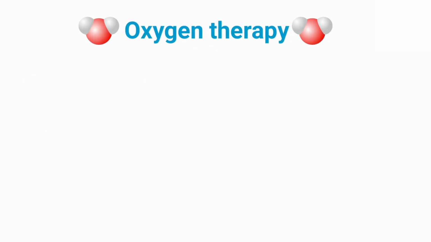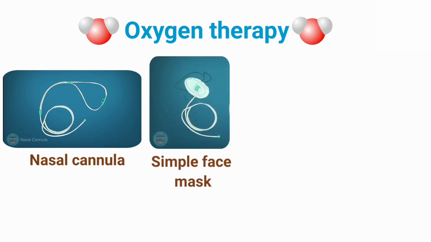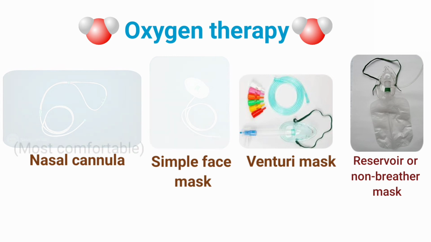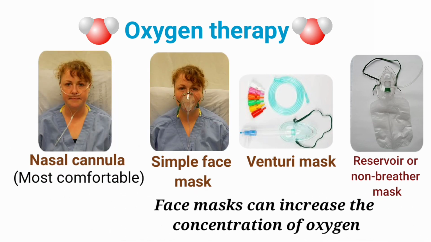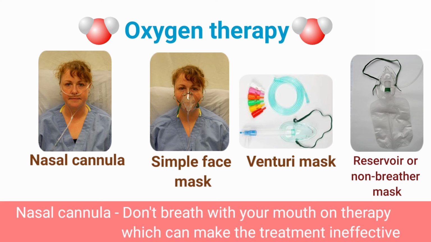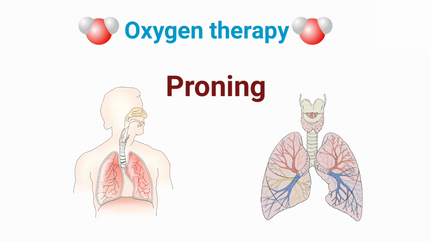Lastly, you can give oxygen to patients by nasal cannula, simple face mask, venturi mask, and reservoir bag mask. Among them, the nasal cannula is the most comfortable one, while the others are used to increase the oxygen concentration further for the patient. Remember with the nasal cannula that breathing with your mouth can reduce the concentration of oxygen or make it of no use at all. Other than oxygen supplementation, you can do some other things like proning to increase the efficiency of your lungs to increase oxygen intake.